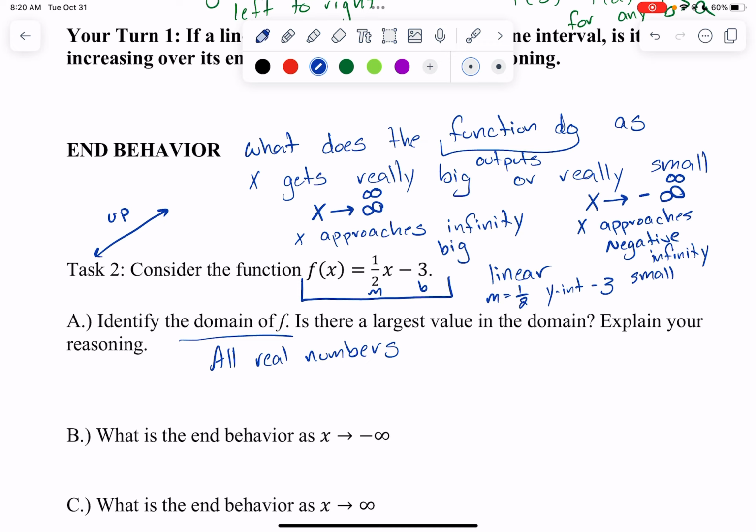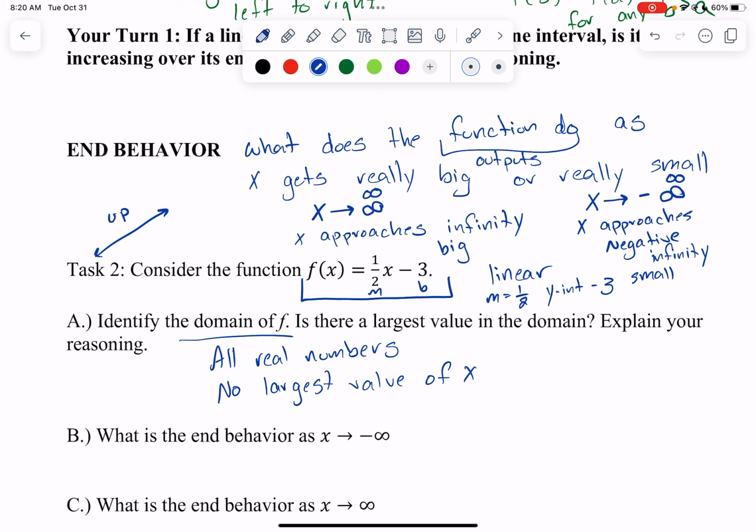Is there a largest value in the domain? Meaning, is there an end point for my x? Meaning, am I going to only go over so far and then stop? Well, no, this is going to be a line. It's going to go forever, left and right. So is there a largest value? No. There's no largest value of x. It's going to keep getting bigger and bigger.